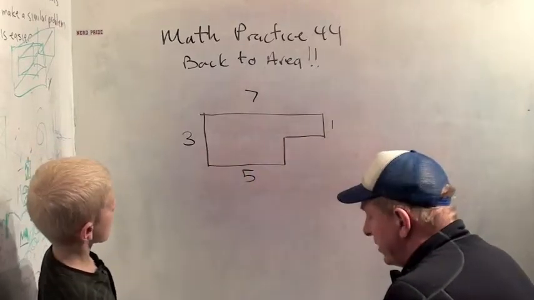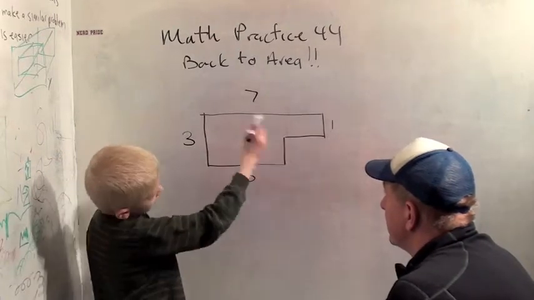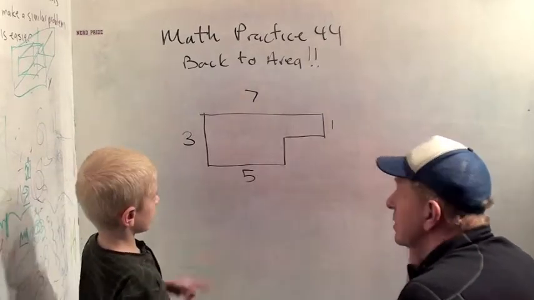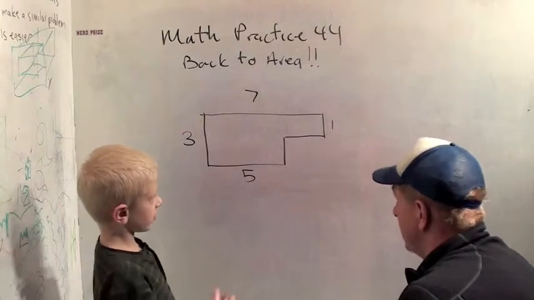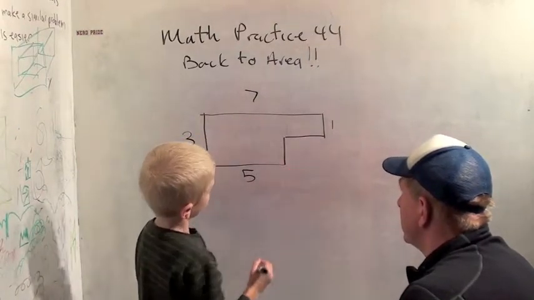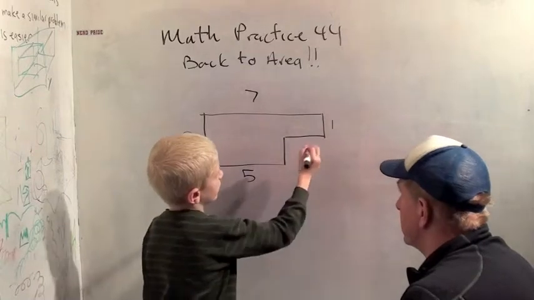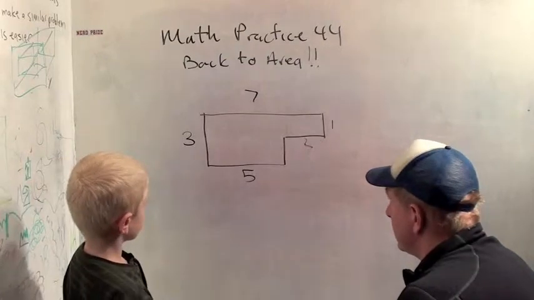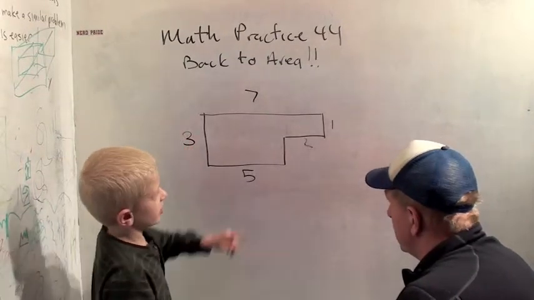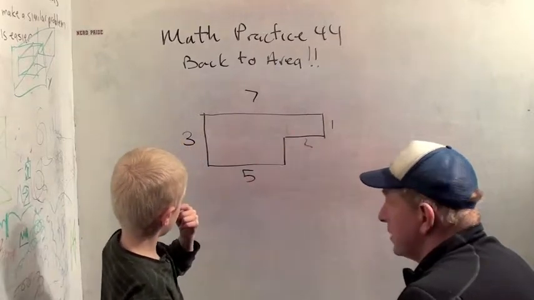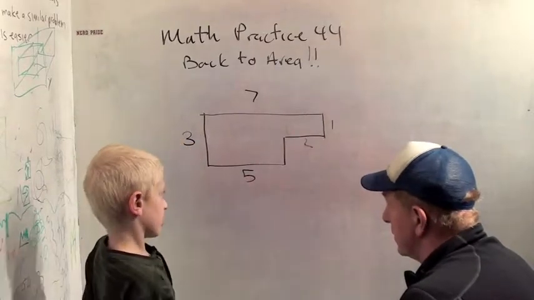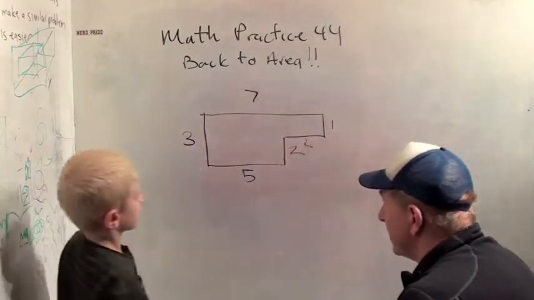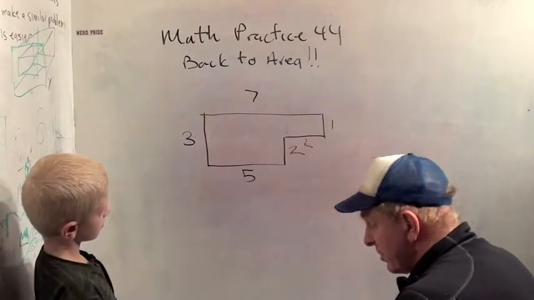So what's the first thing you want to do here? Well, since this side is 7, this side has got to be the same as that side. So we've got to add something onto 5 to get to 7. 5 plus 2 is 7. So this side is 2. Now, this side has got to be the same as this side. So we've got to add something onto 1 to get to 3, and 1 plus 2 is 3.